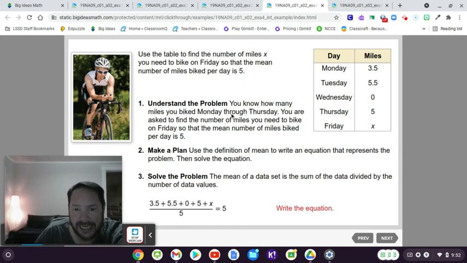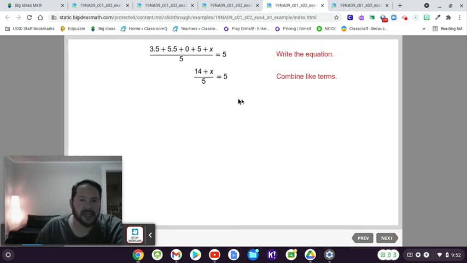So we take that, divide by 5, and we need that to equal 5 because that's what we want the mean to be. Okay, so then after you got that, you can combine like terms. So 3.5 plus 5.5 plus 0 plus 5 is 14. So this whole top part becomes 14 plus x divided by 5 equals 5. So what's our next step?